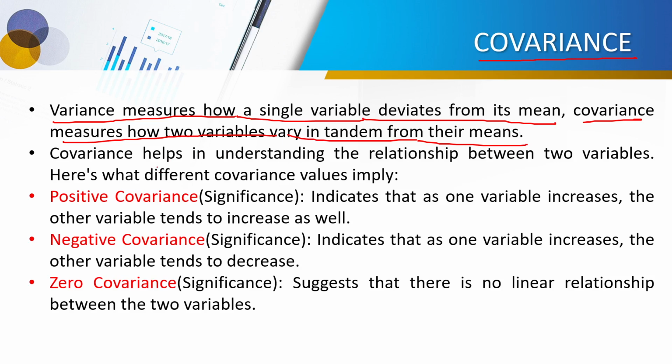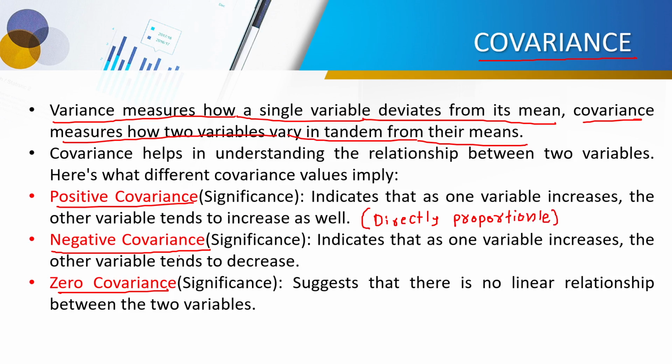Now the covariance helps to understand the relation between two variables. So it has three values: one is positive covariance, second is negative covariance, and third is zero covariance. What does it signify? The positive covariance indicates that when one variable increases, the other variable also increases. In mathematical terms, what do we call it? It is directly proportional. When we increase one variable, the other also increases. So that is a directly proportional relationship.